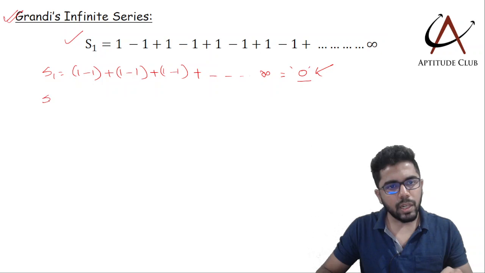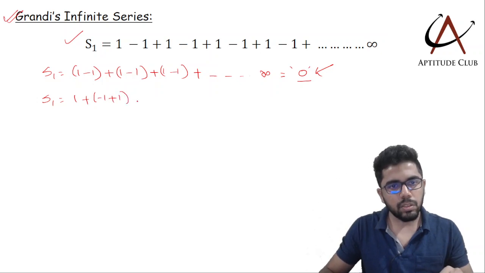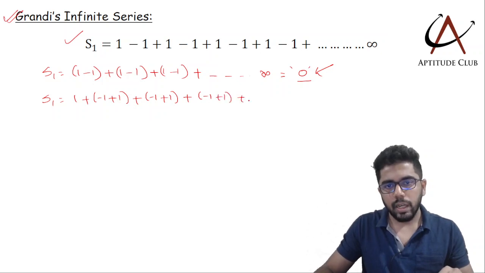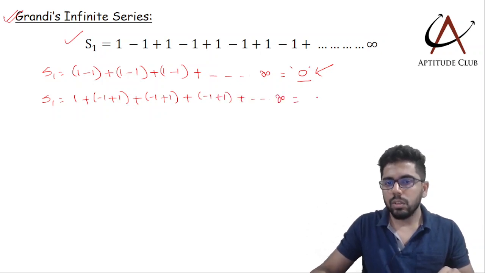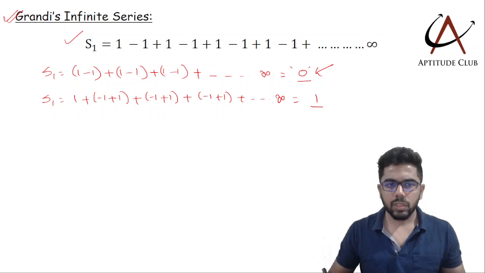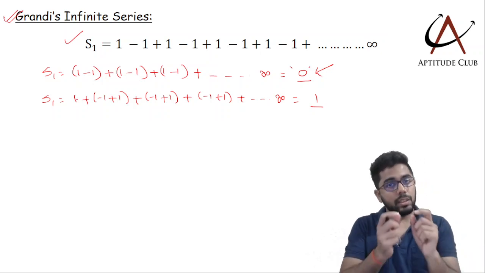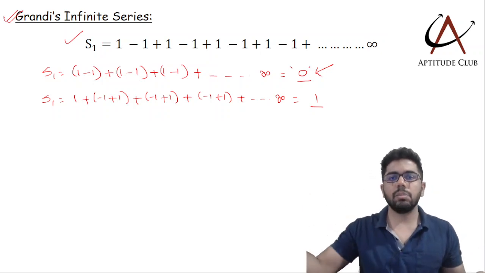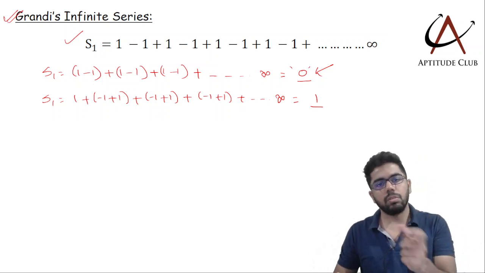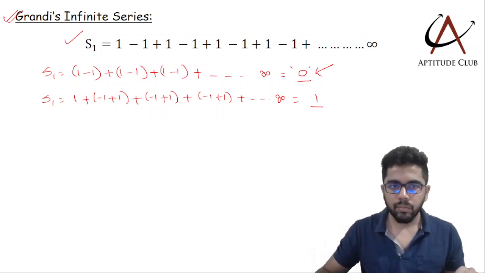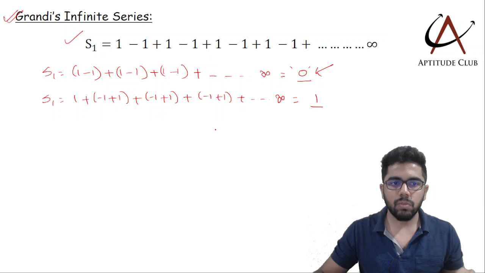Whereas I can also look at it in this way, that 1, then minus 1 plus 1, then again minus 1 plus 1, then minus 1 plus 1, and so on till infinity. So the sum can be 1 also. If I just leave the first term and starting from the second term I start making pairs, minus 1 plus 1, minus 1 plus 1, minus 1 plus 1, then I'll get the sum as 1.